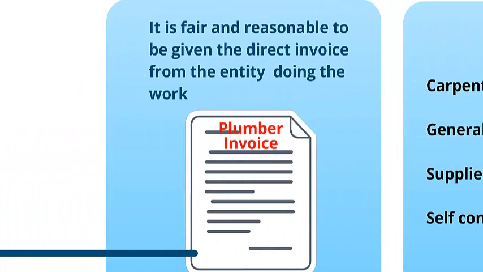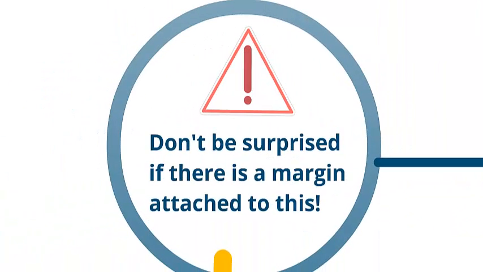Now when it comes down to provisional sums, it is fair and reasonable to ask that you receive the invoice direct. You're the one who's paying for it. You want to make sure that you're not going to be having to pay any additional margin on top. So pay the figure direct to whoever has done the work. Don't be surprised if the builder tries to charge a margin on the additional expenses associated with the PC and PS allowances if it hasn't been his doing that they have gone over. They'll more than likely require additional supervision, so it is fair and reasonable.